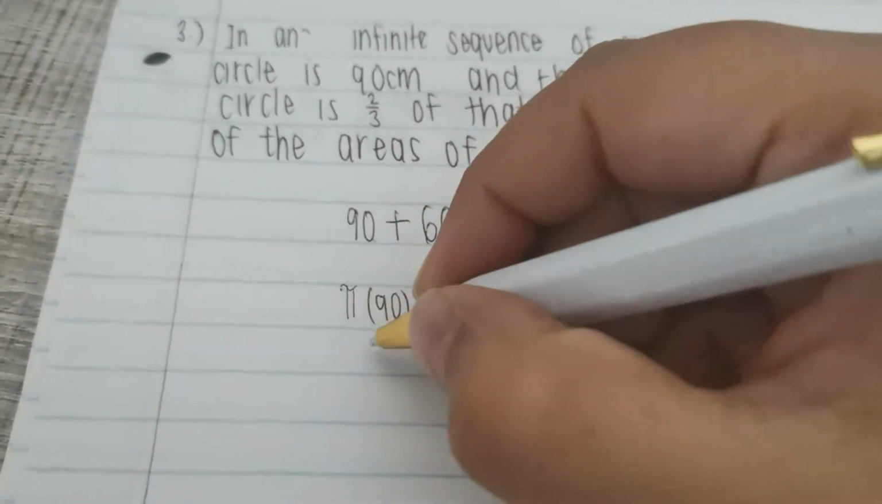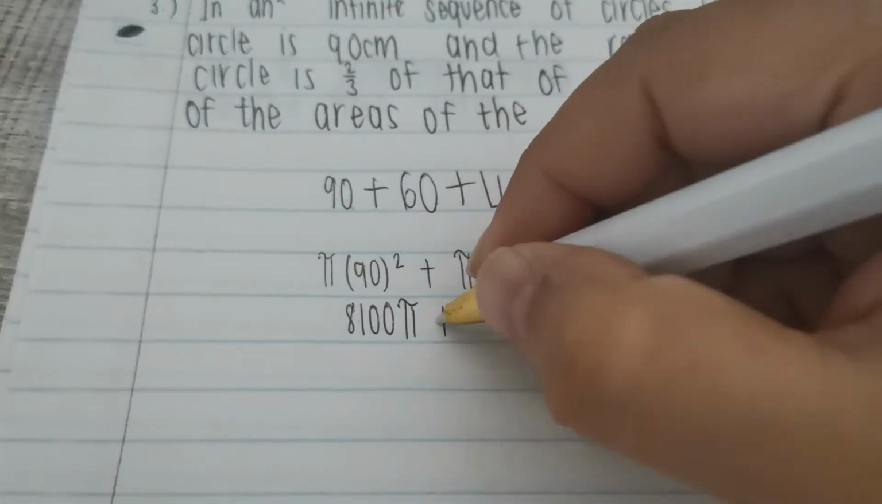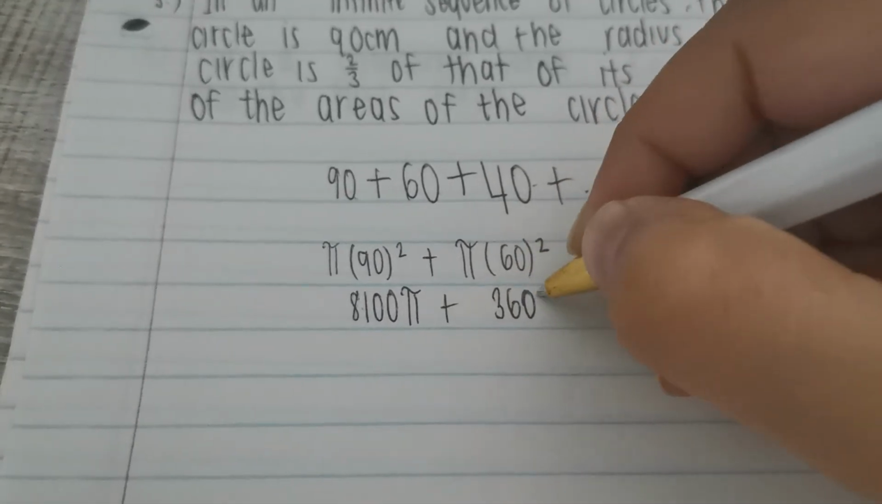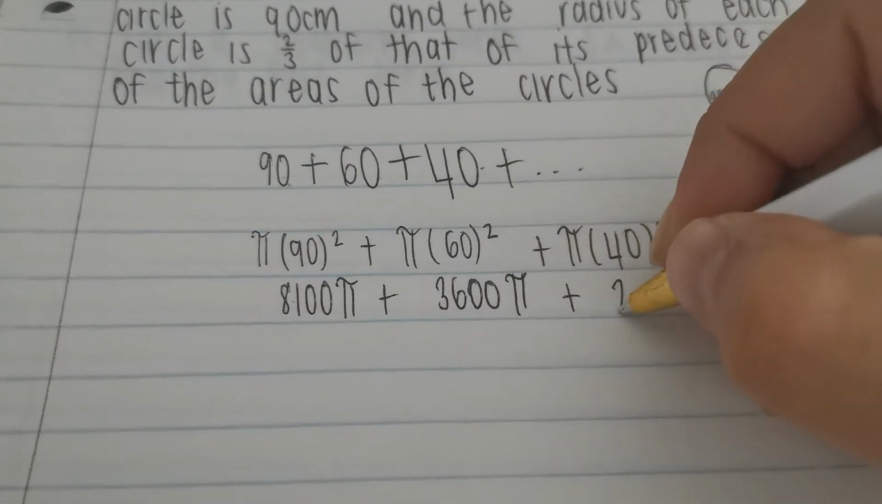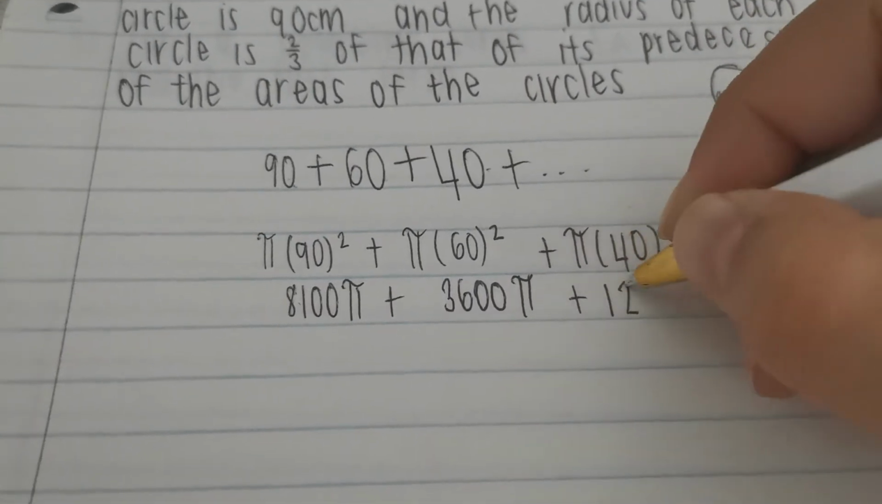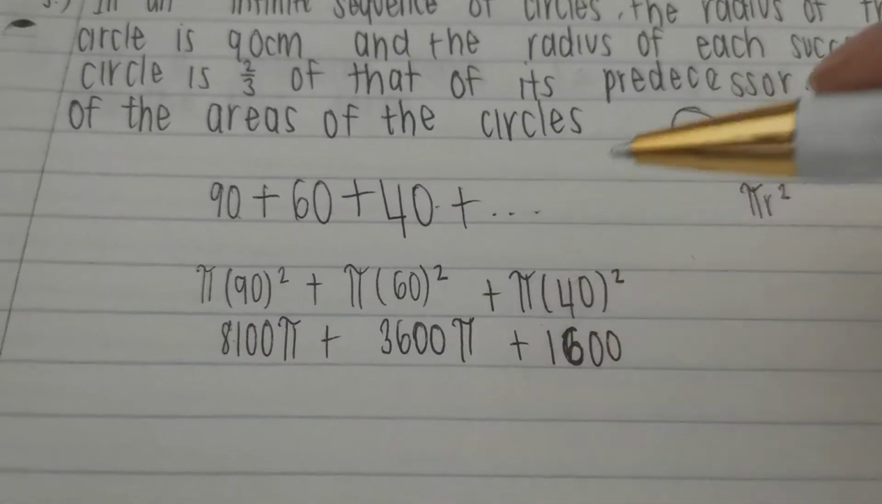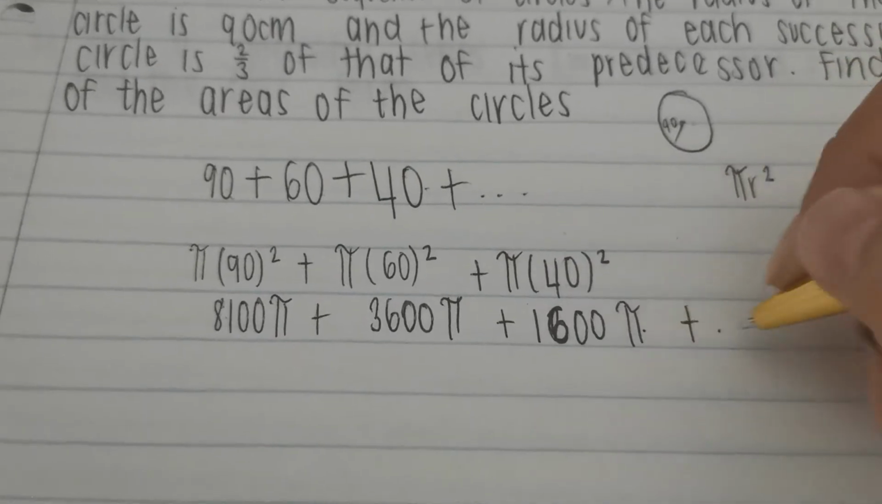I'm going to simplify this. This gives me 8100 pi plus 60 squared is 3600 pi, and 40 squared is 4 squared is 16, and then there's 2 zeros. All right. Here we go.